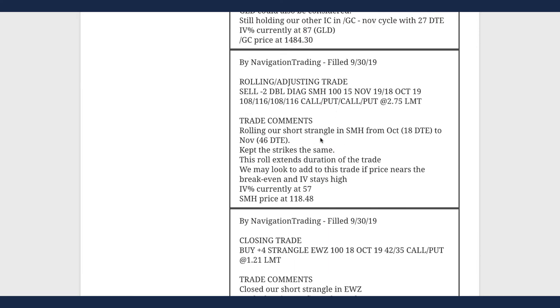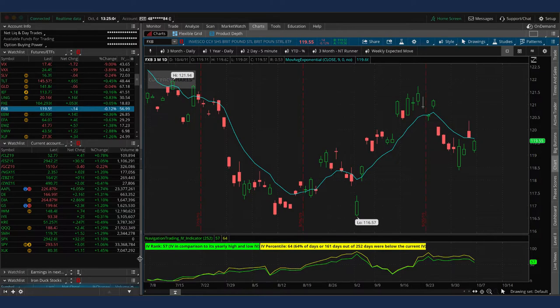Next trade, rolling adjusting trade in SMH. So we had a short strangle here. We rolled that out from October with 18 days out to November with 46. Kept the strikes exactly the same and just extended duration on that spread.